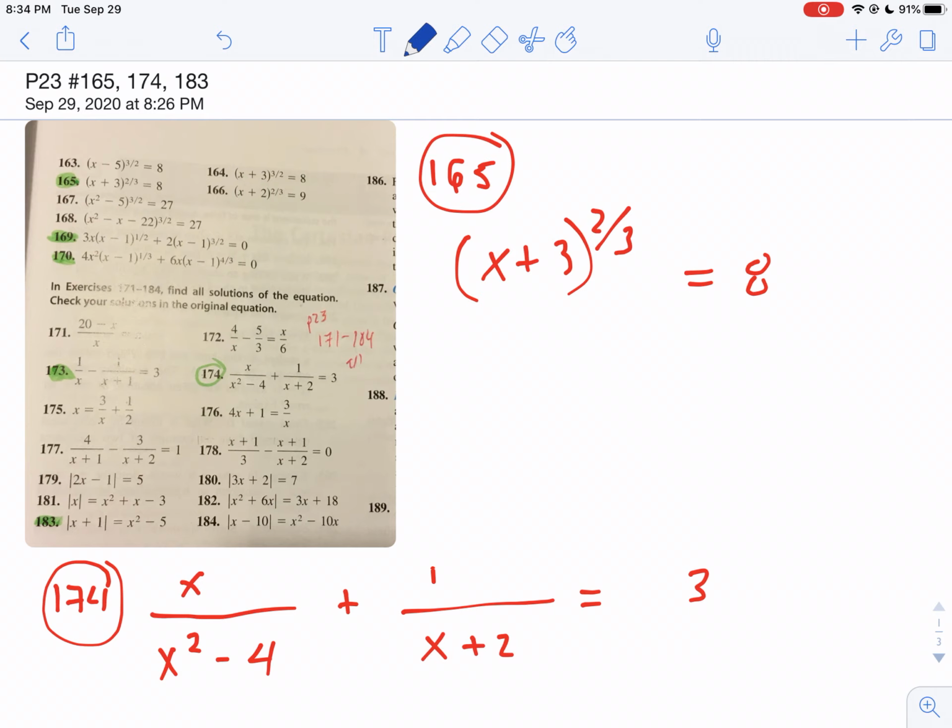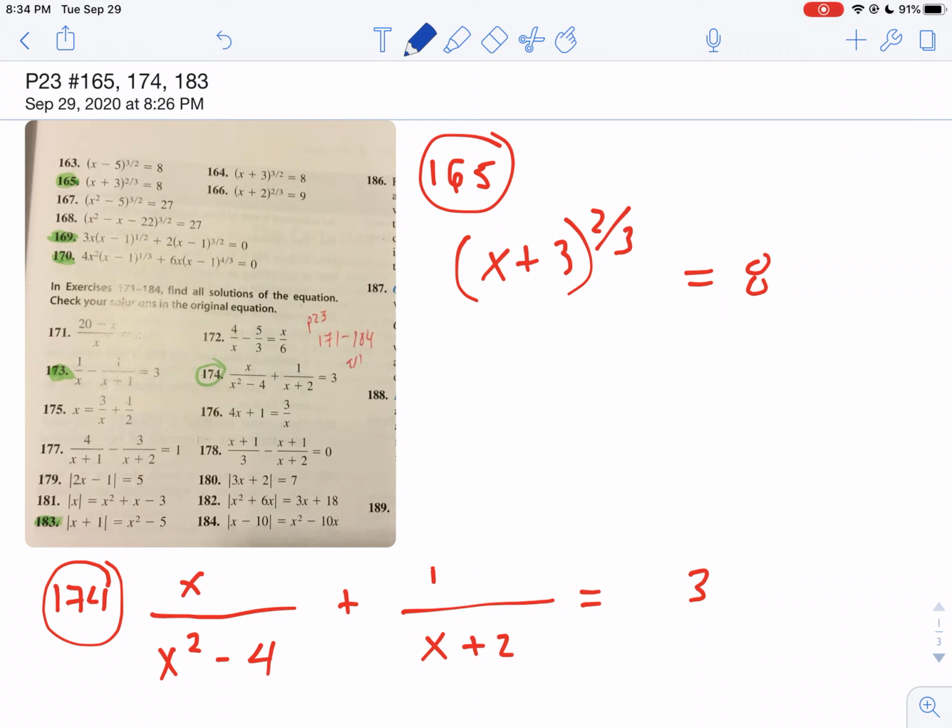All right, so 165, this is one on page 23. There are many ways of doing the problem, but of course, like I said before, what you want to do is take the shortest, most efficient way to do the problem, okay? So I'm going to do this problem two ways for you. This problem is essentially a radical equation. That's what it is. It has a radical in there, okay? But first of all, I'm going to do it the easy way, okay?